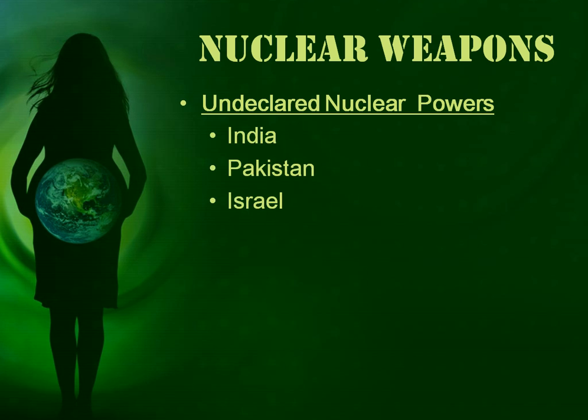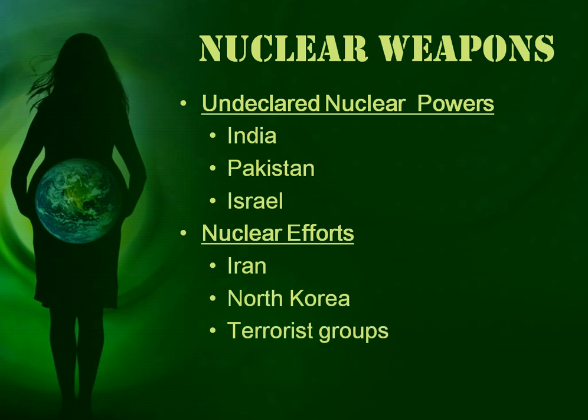The undeclared nuclear powers, as you saw on that map, are India, Pakistan, and Israel. And the issues between India and Pakistan have led to some issues between the two, especially since they both have access to nuclear weapons programs. Those that have nuclear weapons efforts that are attempting to make nuclear weapons are Iran, North Korea, and various terrorist groups.